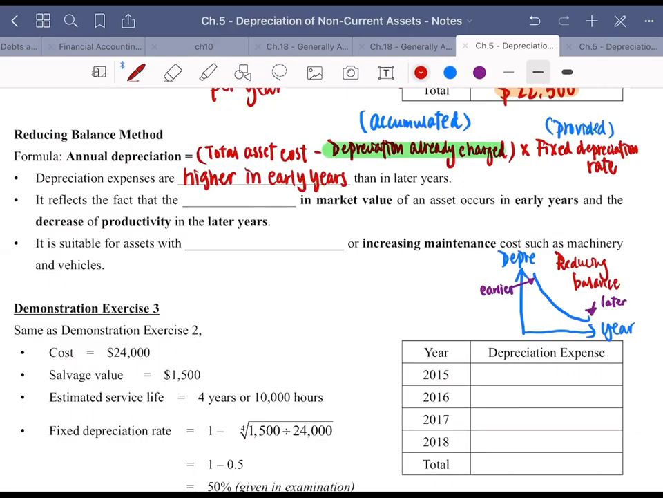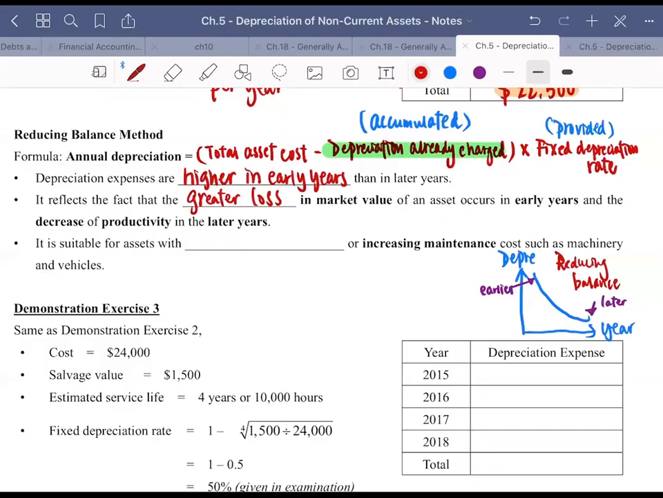Second point, it reflects the fact that there may be a greater loss in the market value of an asset in earlier years. So why would this case happen? Think about your mobile phone.